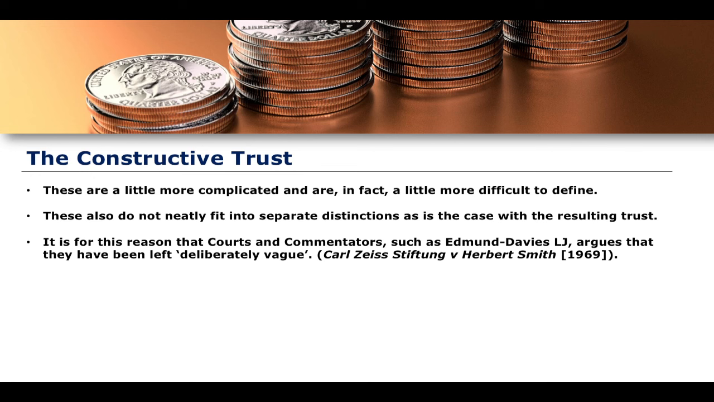As a reference to that, you have the case of Carl Zeiss Stiftung v Herbert Smith from 1969. This is a case that deals with, or at least makes reference to, the constructive trust. And Lord Justice Edmund Davies makes the point that they are considered to be quite deliberately vague as a result of their nature, and it seems quite likely that they thrive on the fact that they are deliberately vague, and that this deliberate vagueness confers something of a benefit to the nature of the constructive trust. We'll get to all of this and what it means in future lessons, however.